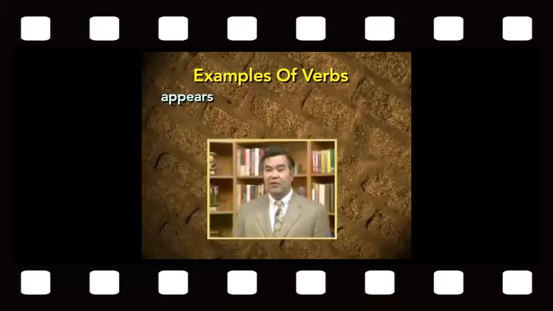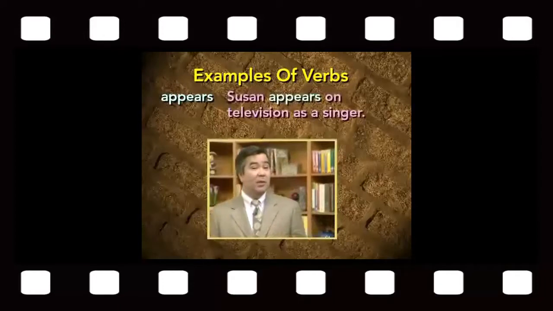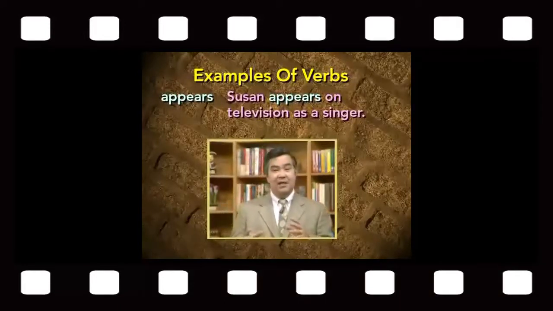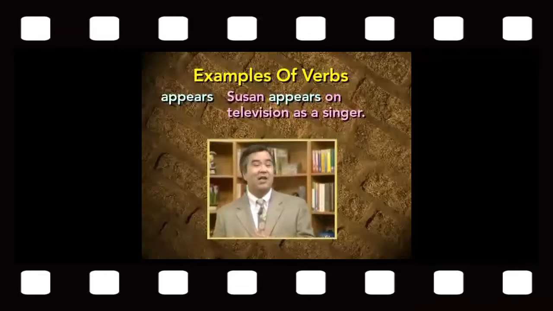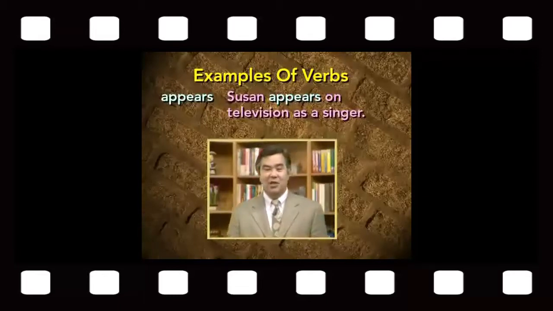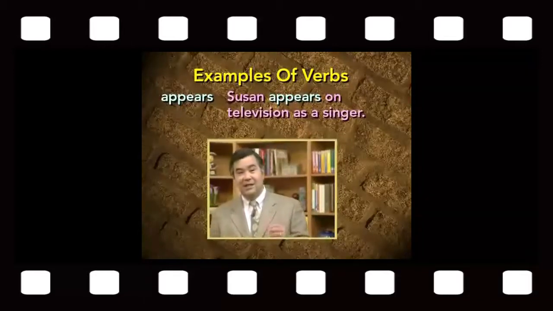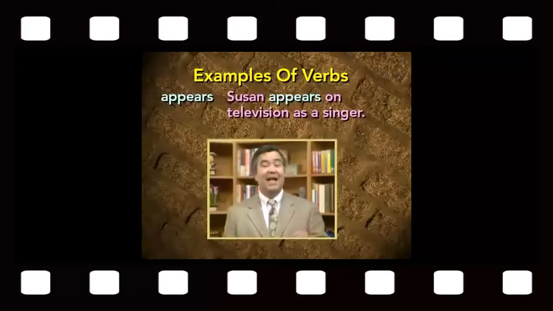Let's consider a couple of examples. Susan appears on television as a singer. In that sentence, the verb appears is expressing an action being done by the subject, Susan. It tells us something that Susan does. She appears on television. In that sentence, therefore, appears expresses an action.